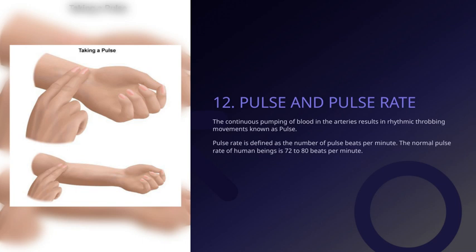Pulse rate, on the other hand, refers to the number of these pulse beats you feel in 1 minute. Typically, a normal pulse rate for a healthy adult ranges from about 72 to 80 beats per minute. Understanding your pulse and pulse rate helps us assess overall health and detect any irregularities in heart function. It's a simple yet powerful indicator that connects directly to how effectively your heart is pumping blood throughout your body.